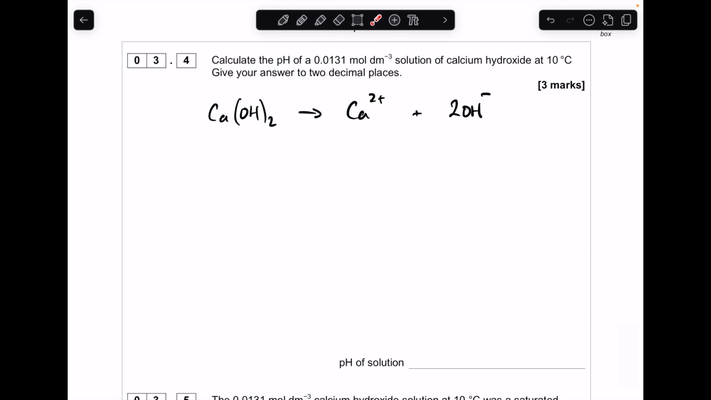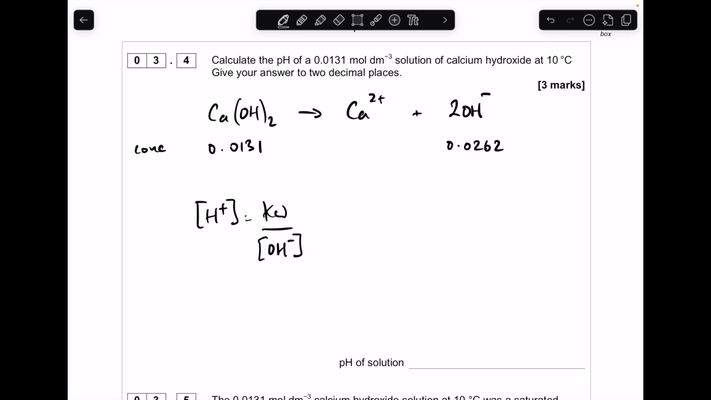Moving on to number 4, we've got to calculate the pH of this concentration of calcium hydroxide solution. Again, it's at 10 degrees C. So you can see I've written up the dissociation equation for calcium hydroxide. So if the concentration of the calcium hydroxide is 0.0131, the hydroxide ion concentration will be double that, so 0.0262.